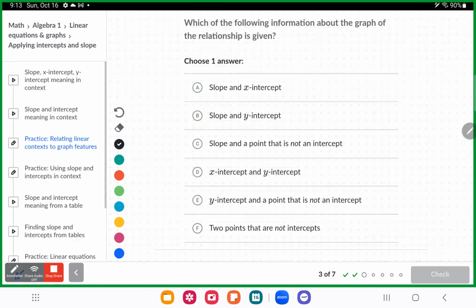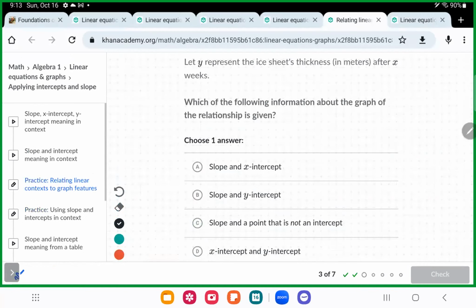Okay, we got it. All right, let's do one more of these because I think these are a little tricky. Do you think these are tricky? Okay.